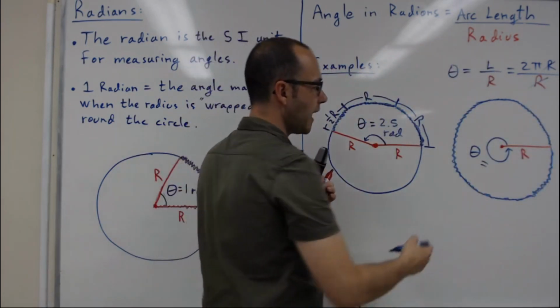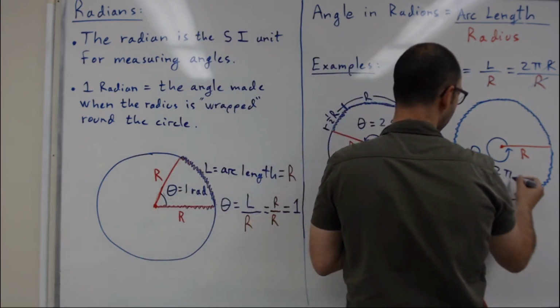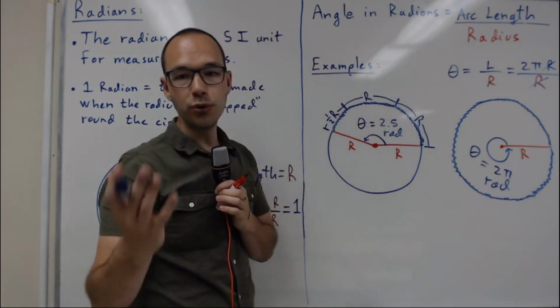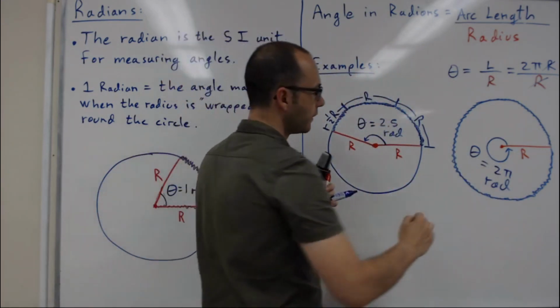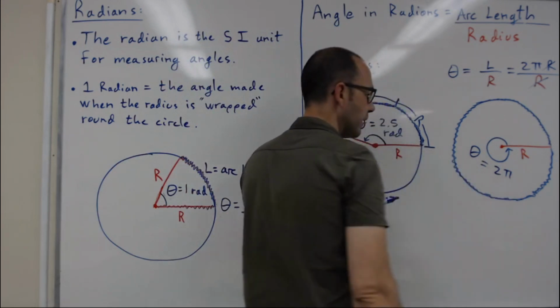So what does that mean? It means that this angle is 2 pi rad in radians, but you do not have to put the rad. You can just write that your angle is equal to 2 pi.